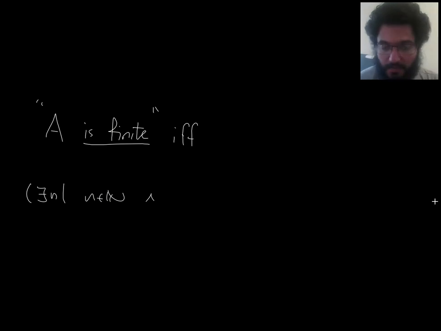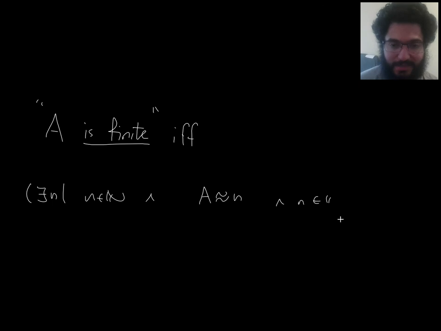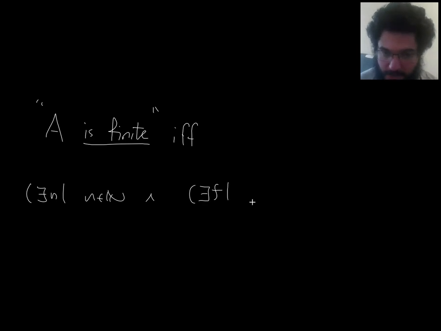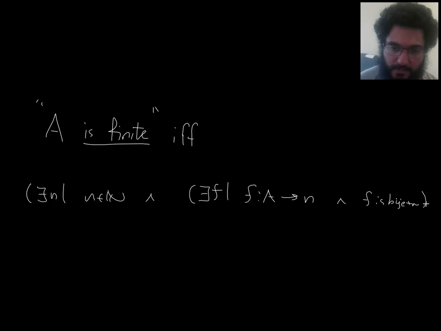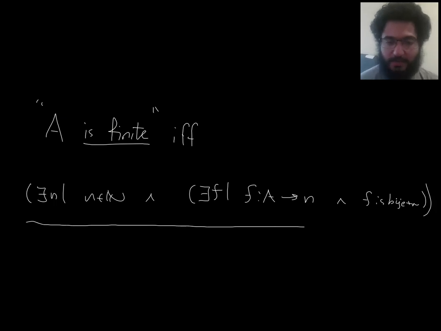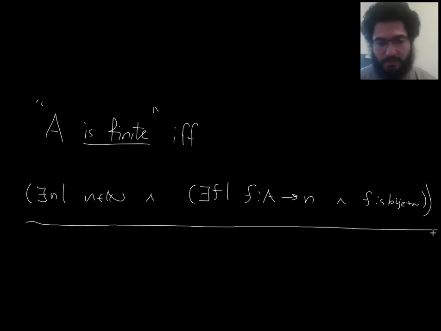A has n elements means, well, first of all, it means this, and n is a natural number. Okay, so I don't need to say n is a natural number twice. So just this. But what that means is there exists a bijection. There exists f from A to n such that f is bijective. And there is our definition of finite.